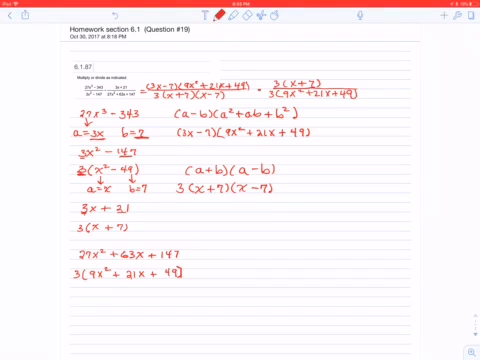Now if I cancel common factors, let's see, 3 over 3 will cancel. Like x plus 7 over x plus 7 will cancel. And this 9x squared plus 21x plus 49 over 9x squared plus 21x plus 49, that cancels. So I'm left with, in the numerator, 3x minus 7. In the denominator, I have 3 times that quantity, x minus 7.